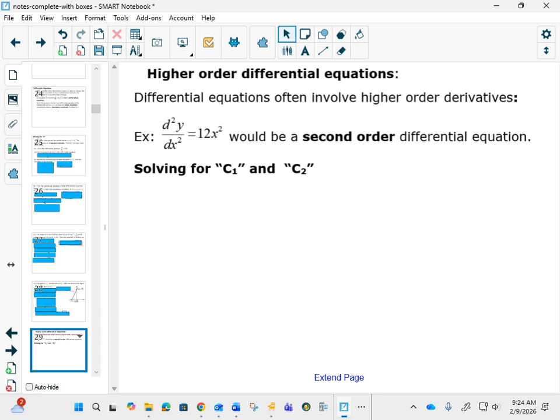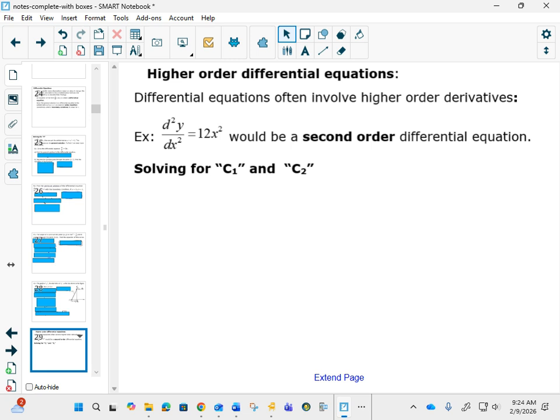Higher order differential equations. If you had the second derivative and you work backwards, you would get 1 plus c. That first plus c I'm going to call c1. And then if you work backwards again, do you see that you would get a second plus c? I'm going to call that one c2. Sometimes I use c and then d.